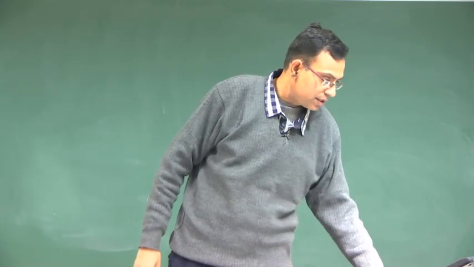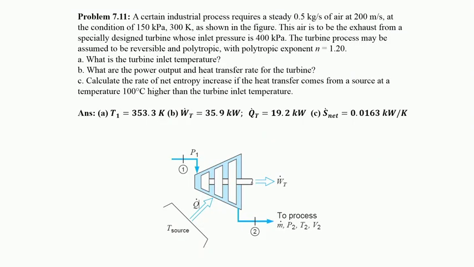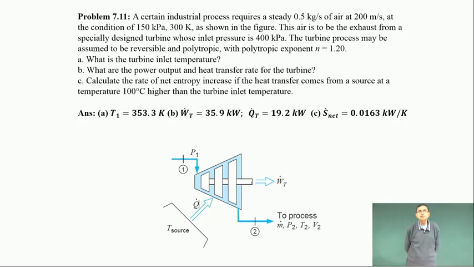Problem number 7.11. A certain industrial process requires a supply of 0.5 kg per second of air at 200 meter per second at the condition of 150 kilopascal, 300 Kelvin. This air is to be exhausted from a specially designed turbine whose inlet pressure is 400 kilopascal. Okay. The turbine process may be assumed to be reversible and polytropic with polytropic exponent as 1.2.